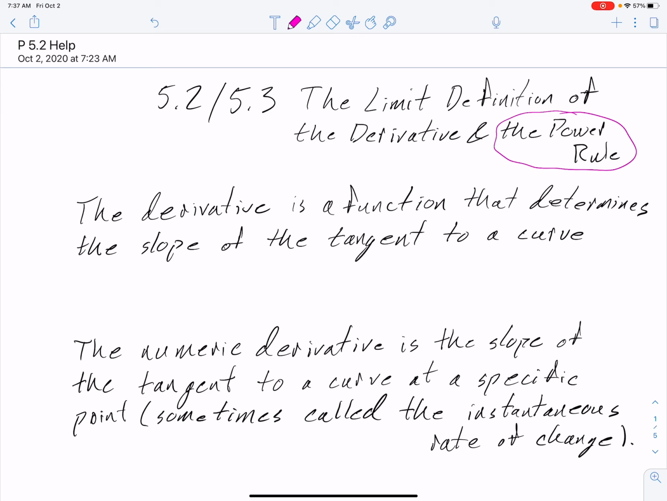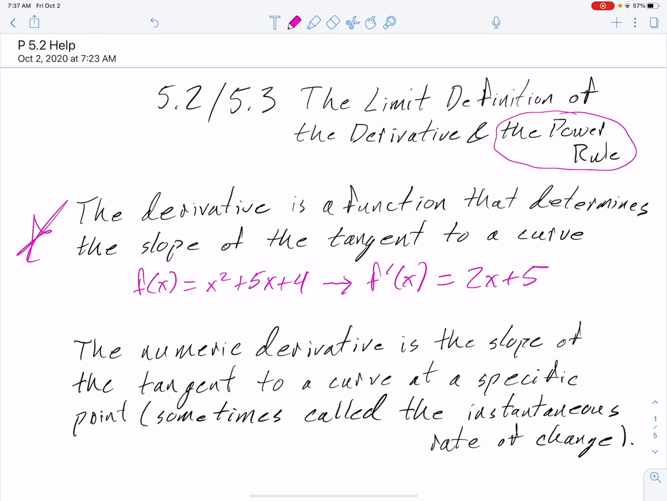Now, first two things, very important definitions. You're going to hear these definitions over and over again for the rest of this year. The derivative is a function that determines the slope of the tangent to a curve. In the same way that we're used to thinking, I could have a function x squared plus 5x plus 4, and that function would represent a parabola and all the possible points on it by substituting in an x-coordinate to find a y-coordinate. Its derivative, something we call f prime of x, which in this case would be 2x plus 5, tells us all the potential slopes of all the potential tangents to the graph throughout the graph.